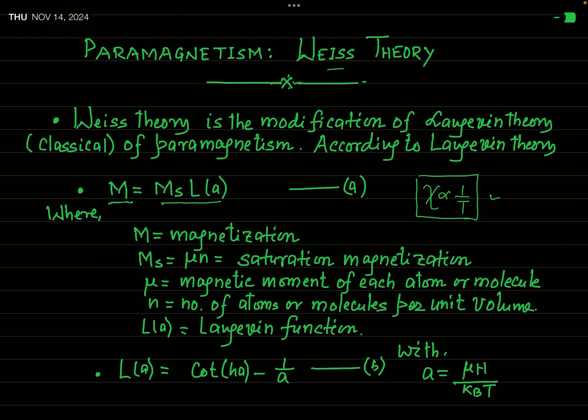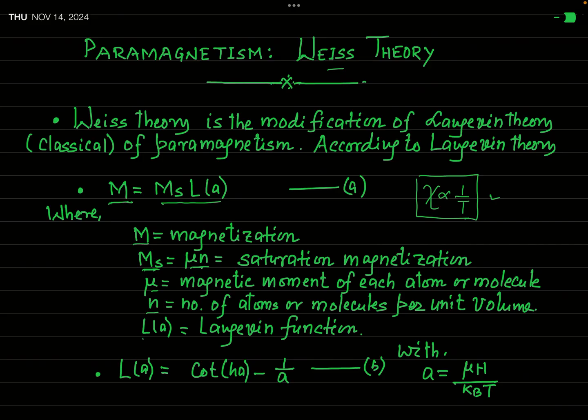This is given as Ms times L of A. You know, M is the magnetization of the material, which means the magnetic moment per unit volume. And Ms is called saturation magnetization. This is actually the maximum magnetization a material can acquire whenever placed in an external magnetic field. So this is the largest value of magnetization, and this is equal to mu times n, where mu is the magnetic moment of each atom or molecule of the substance, and n is the number of molecules or atoms in unit volume of the specimen.